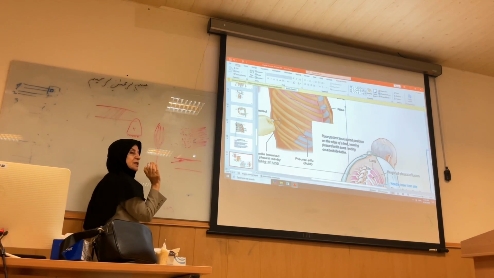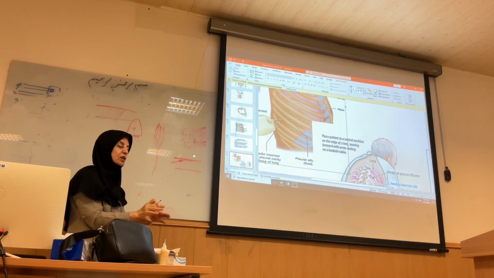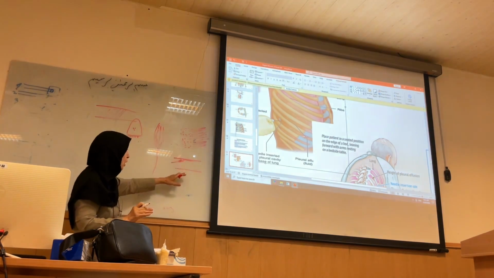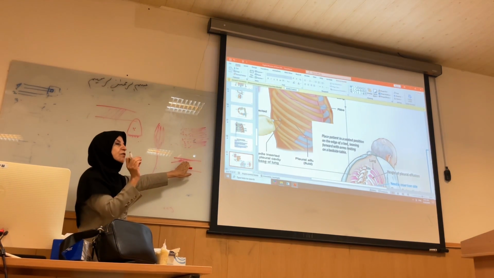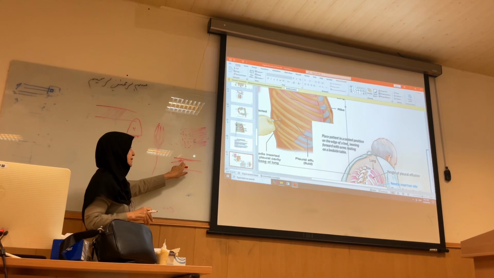So your procedure is different. If you want to access the inside of the thoracic cavity, you should go far from the costal groove. If you want to do surgery superficially and you need to anesthetize the nerve, you can inject near it.